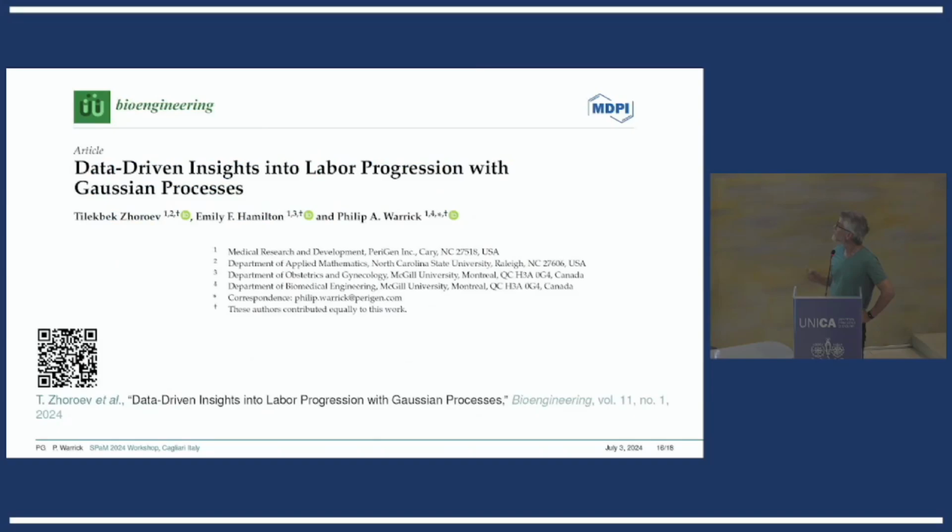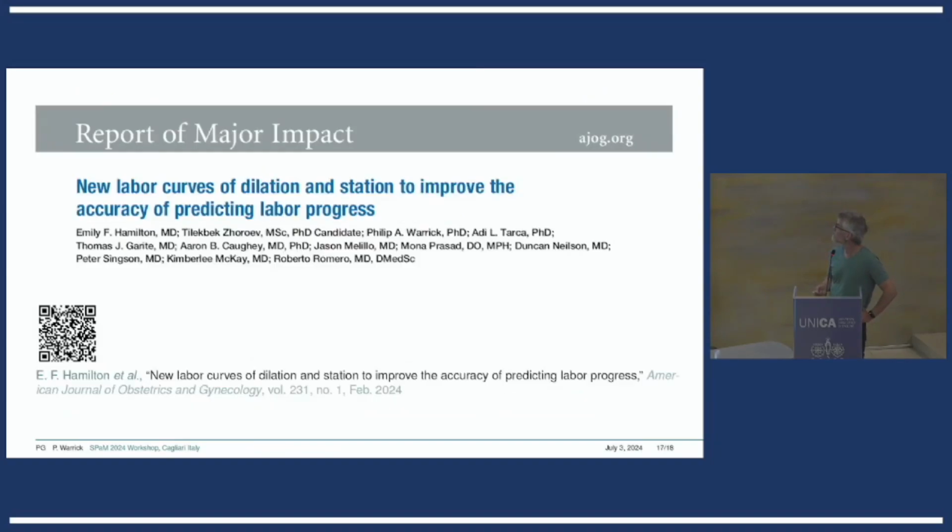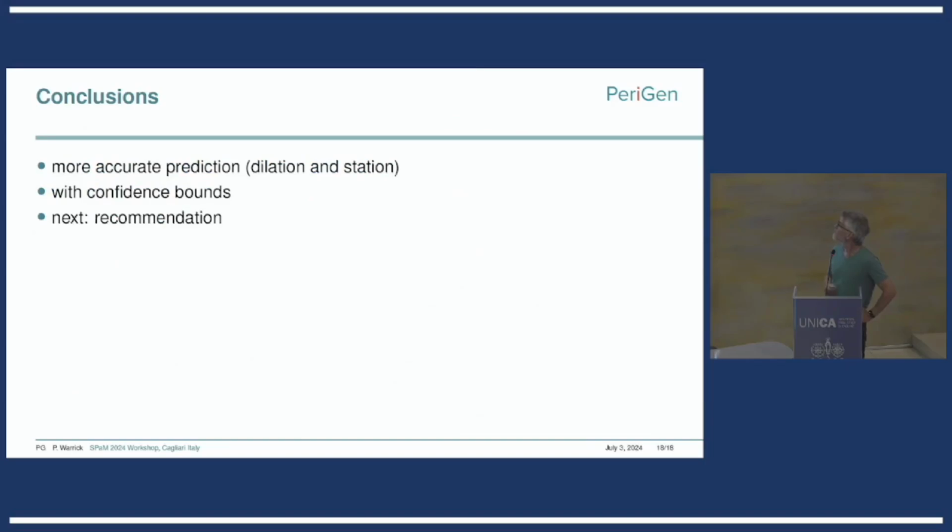On the technical paper, we had a PhD student from North Carolina State University, Tilek Zwarov, and he brought a lot of Bayesian experience to the development of this model. This report of major impact was quite an honor to receive. The AJOG only gives this for a few papers every year, and so this is what we have.